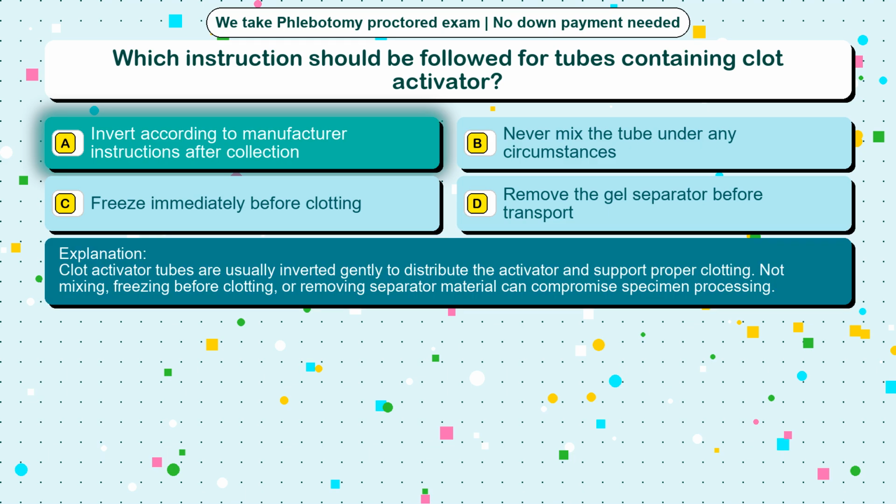Clot activator tubes are usually inverted gently to distribute the activator and support proper clotting. Not mixing, freezing before clotting, or removing separator material can compromise specimen processing.